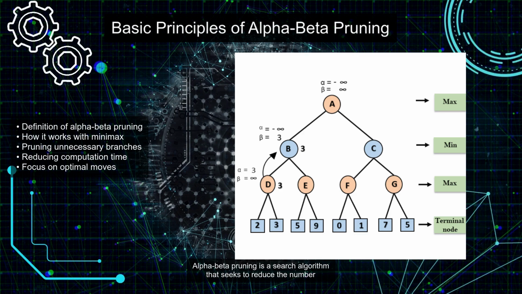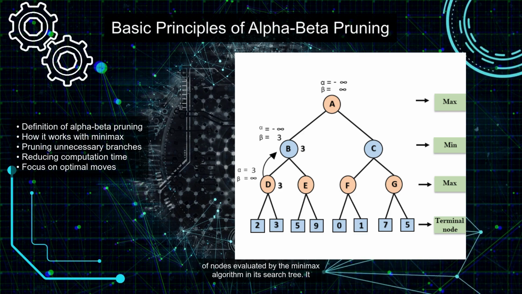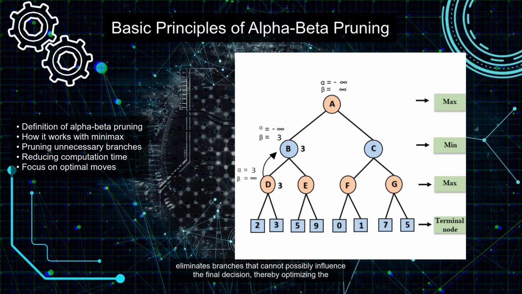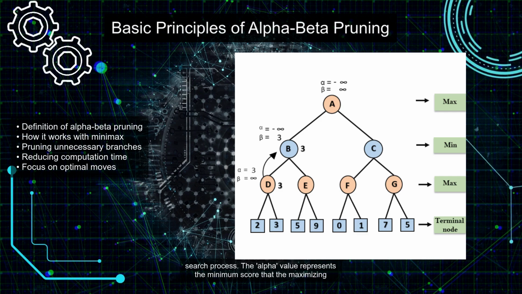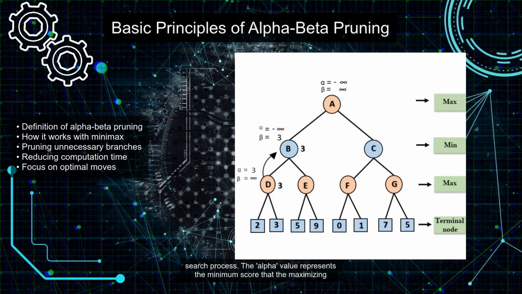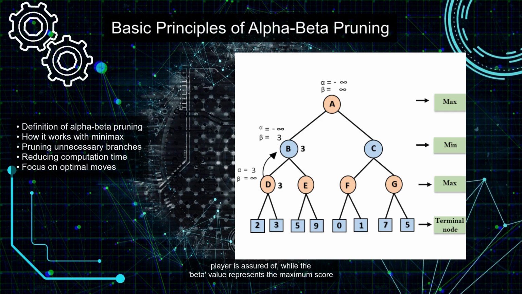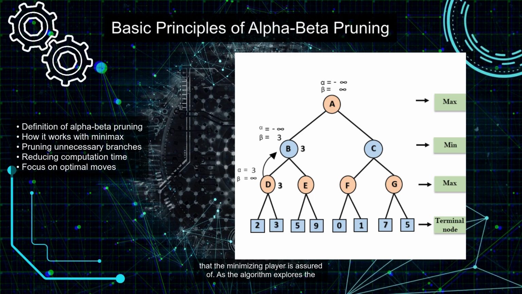Alpha-beta pruning is a search algorithm that seeks to reduce the number of nodes evaluated by the minimax algorithm in its search tree. It eliminates branches that cannot possibly influence the final decision, thereby optimizing the search process. The alpha value represents the minimum score that the maximizing player is assured of, while the beta value represents the maximum score that the minimizing player is assured of.